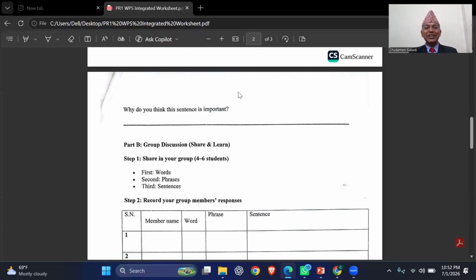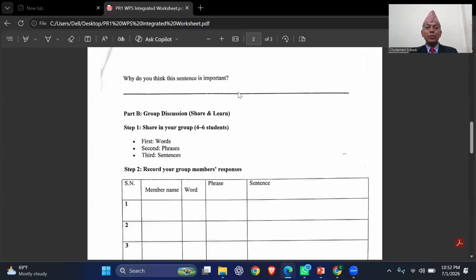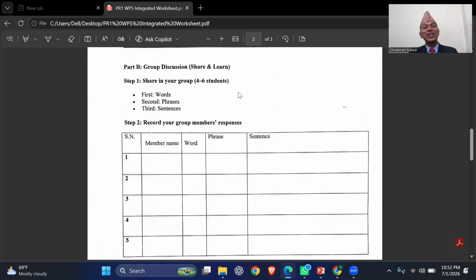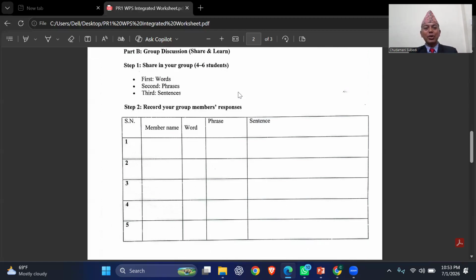In part B, there is group discussion. In group discussion, they will be involved in share and learn activities. There will be collaboration. In step 1, share in your group of 4 to 6 students. First, they share their words. Second, they share their phrases. Third, they share their sentences. They will write the name of the member, their word, their phrase, and their sentence in their own group, like this.